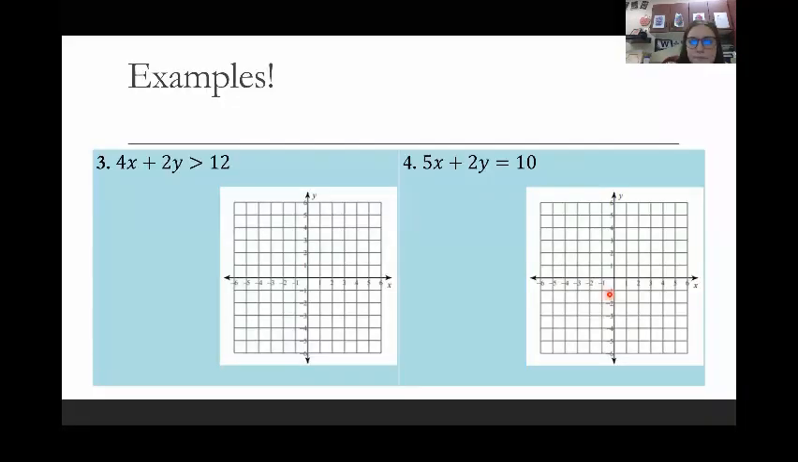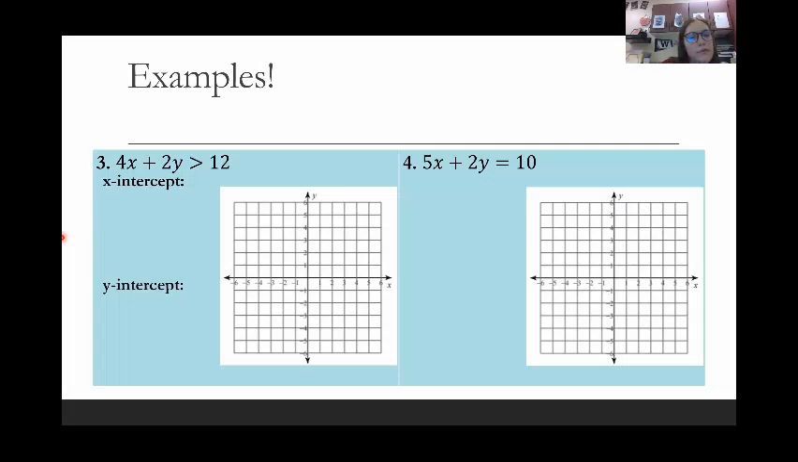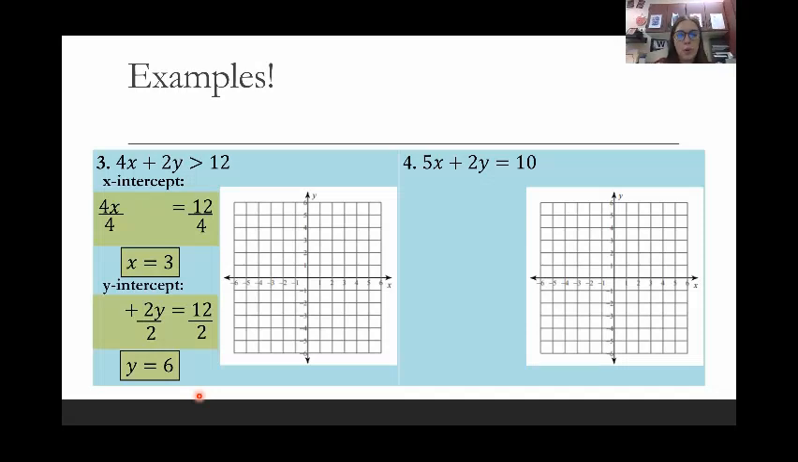All right, so let's go ahead and look at this next inequality. We have 4x plus 2y is greater than 12. Again, I'm not going to worry about the inequality till the end. For my x-intercept, I rewrite my equation, cover up my y, and then divide everything by the 4. So x is equal to, 12 divided by 4 gets us 3. For the y-intercept, we had 4x plus 2y equals 12, so we cover up our 4x, divide both sides by 2. Well, 12 divided by 2 gets us 6. So when we plot this, we have x is 3 and y is 6.